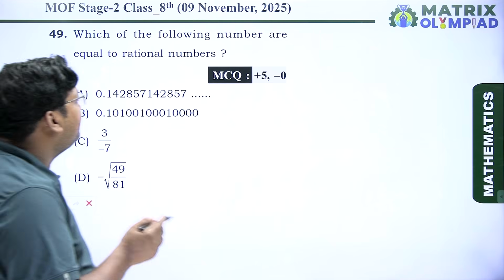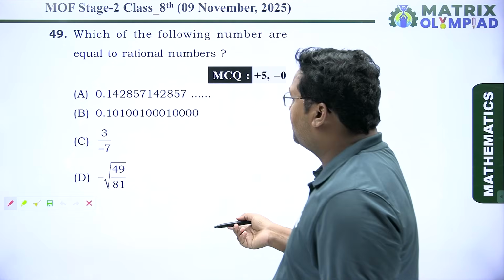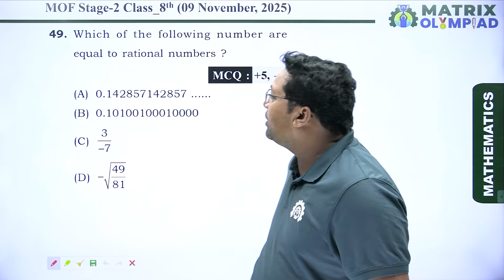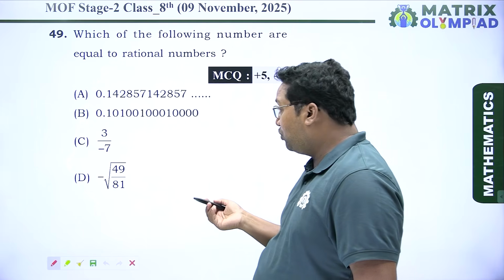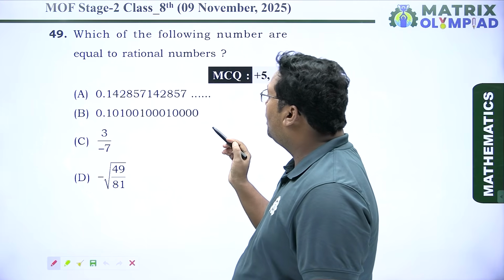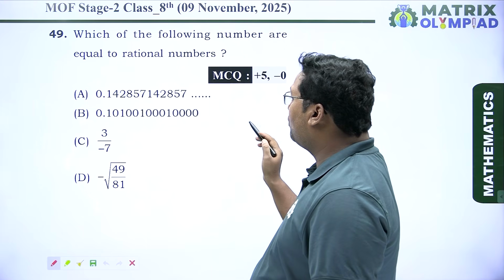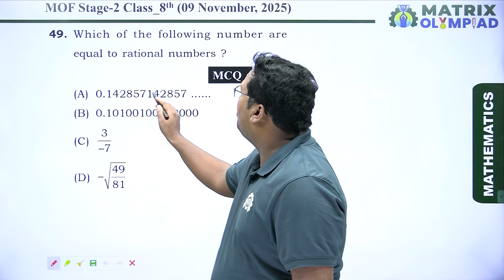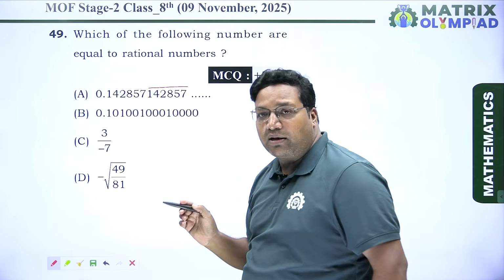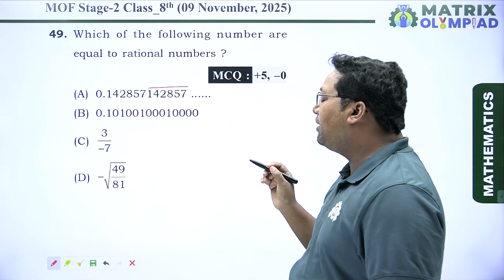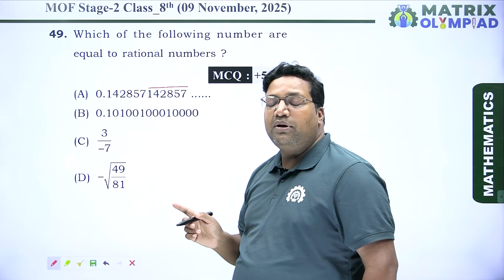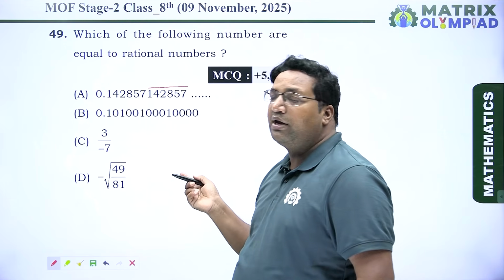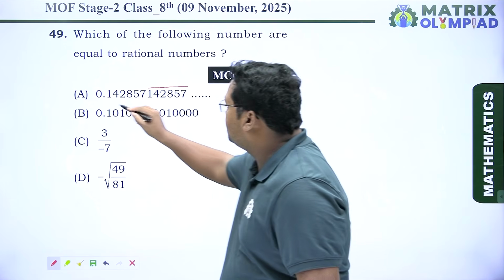Next question is, which of the following numbers are equal to a rational number? So here you can see 4 numbers are given and we have to tell which one is a rational number. So first number is 0.142857 repeating. Here 142857 is a repeating number, so this is a non-terminating repeating number, and non-terminating repeating numbers are rational numbers. So this is true.